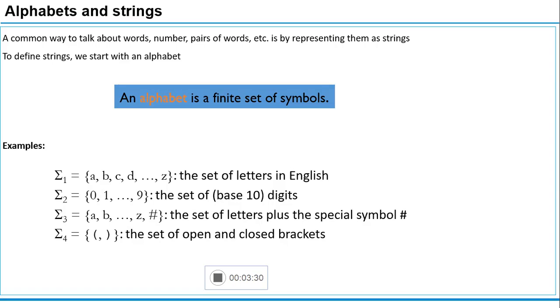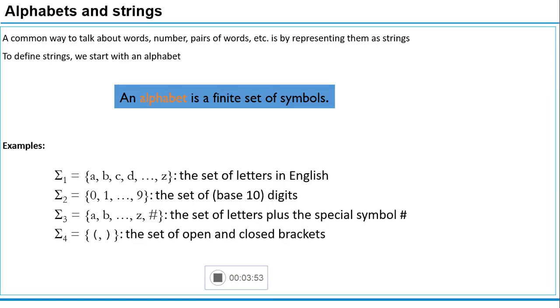Here we have listed some examples. We can see the set of letters in English from A to Z. This is an alphabet. A set of digits from 0 to 9 is an alphabet. A set of letters plus a special symbol hash is also an alphabet. And a set of open and close brackets is an alphabet.